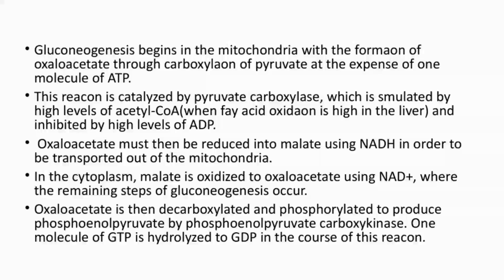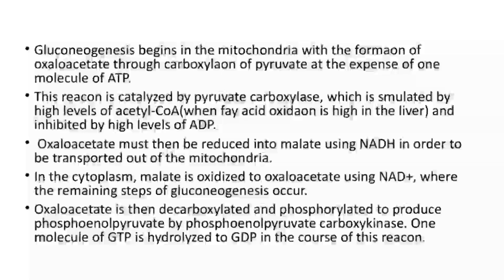So, it gets reduced to malate using NADH, which allows it to be transported out of the mitochondria efficiently. Once in the cytoplasm, malate is oxidized back to oxaloacetate using NAD+, setting the stage for the next steps. The oxaloacetate then undergoes decarboxylation and phosphorylation, transforming into phosphoenolpyruvate, or PEP, thanks to the enzyme phosphoenolpyruvate carboxykinase. This reaction also consumes GTP, converting it into GDP.